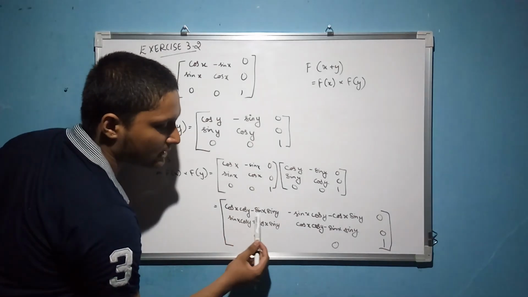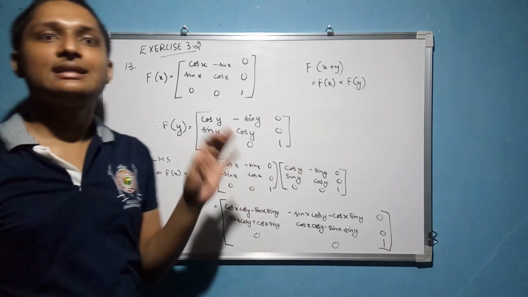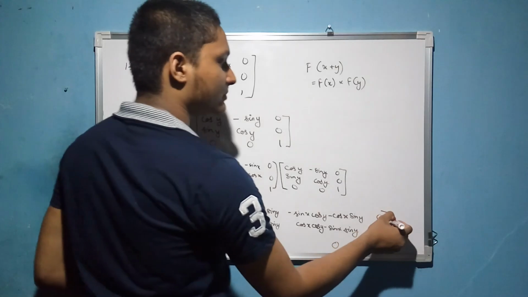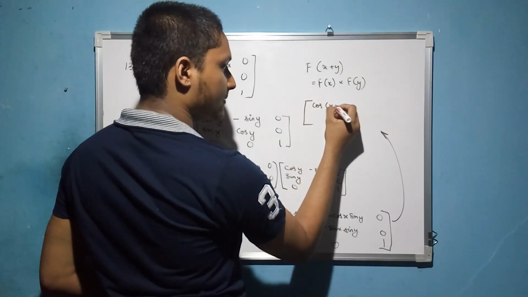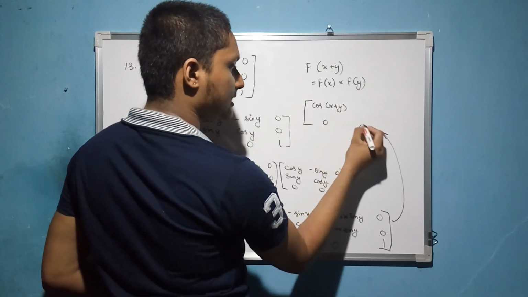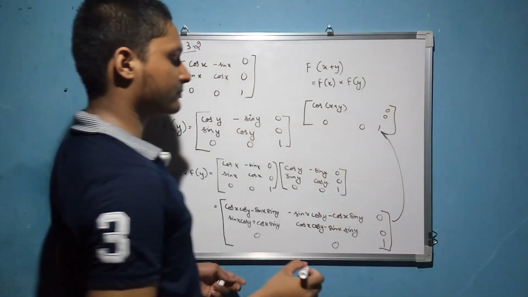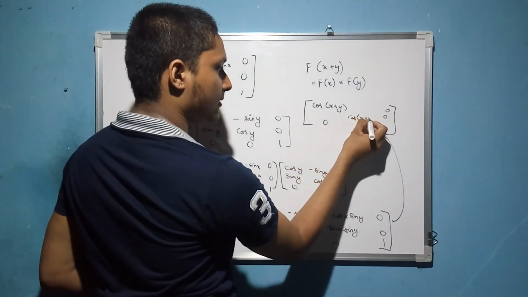So you get cos x cos y minus sin x sin y in both these two cases. So that is the identity for cos of x plus y. So what does this become? This becomes cos of x plus y. This is however 0. These two are also 0. Now even this becomes cos of x plus y.